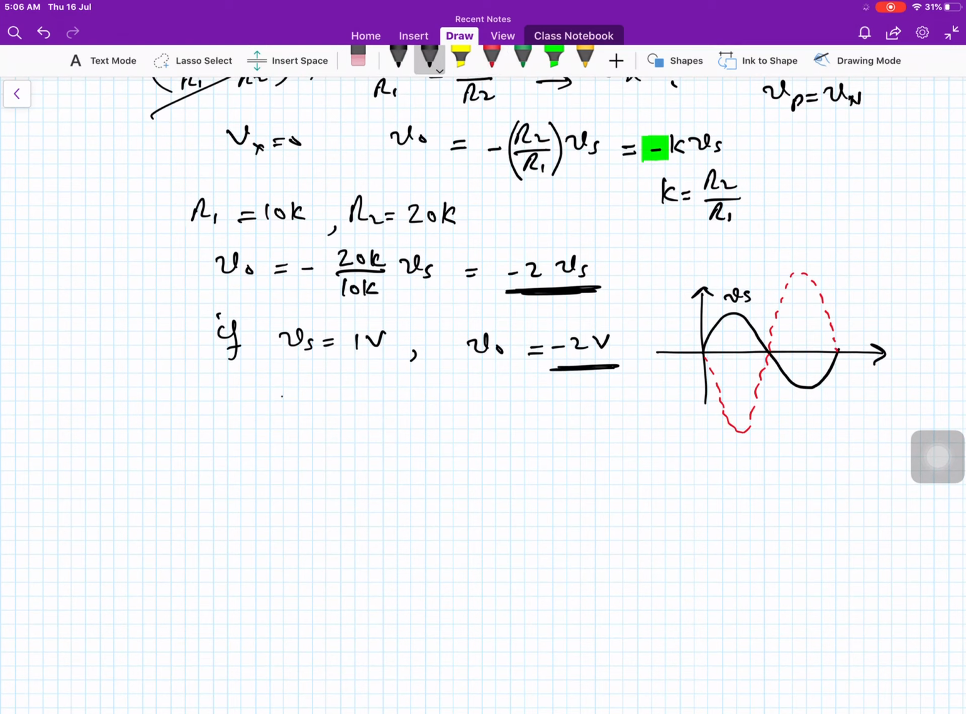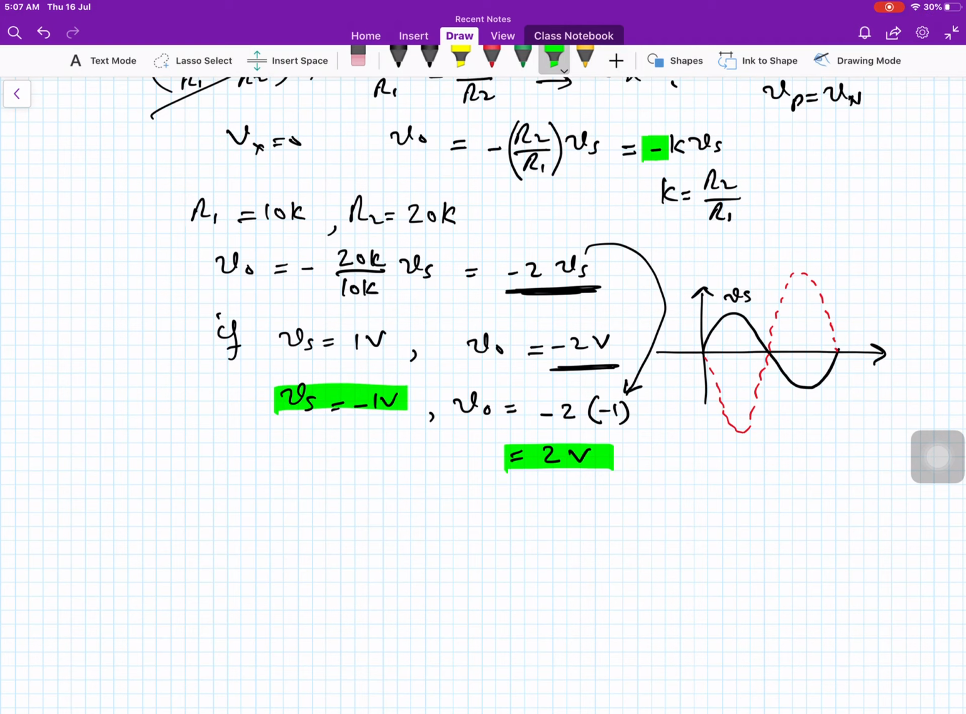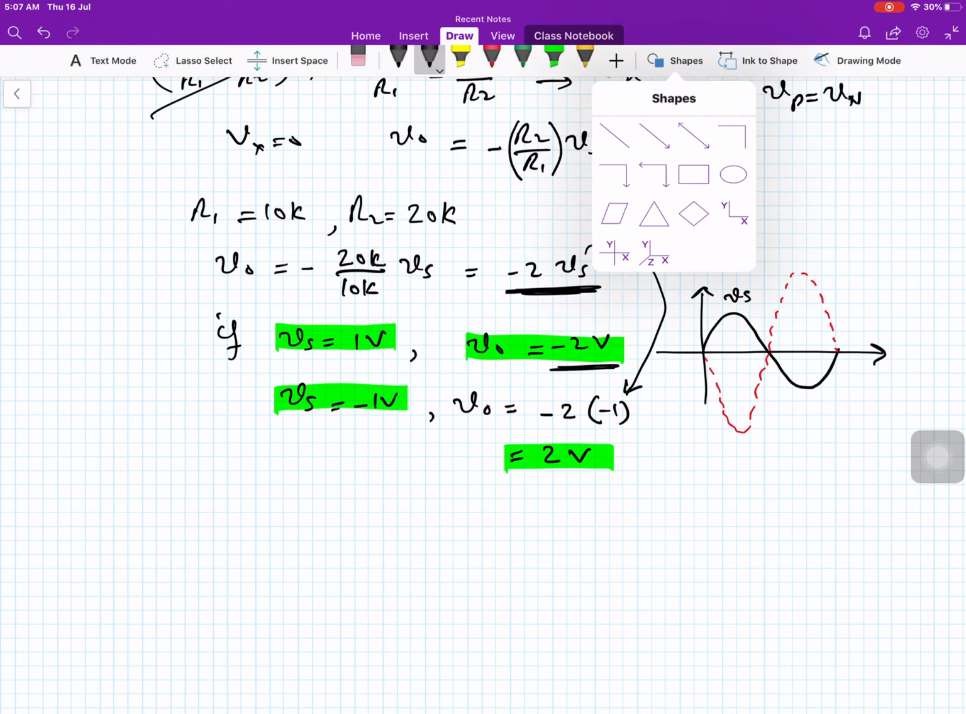And if Vs is say minus 1 volt, V output will be minus 2 times minus 1, so this will be equal to 2 volt. So just see the polarity. If the input voltage is negative, the output voltage is positive. If the input voltage is positive, the output voltage is negative, and that is why it is known as an inverting amplifier.